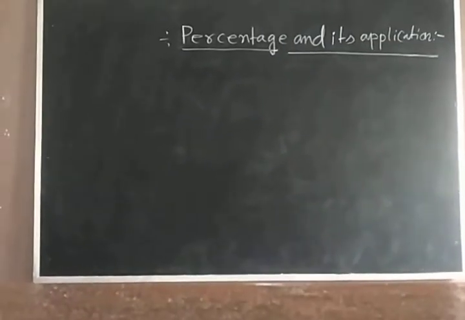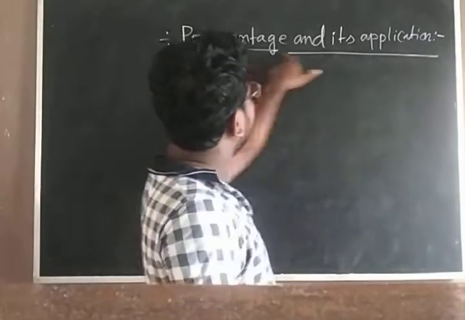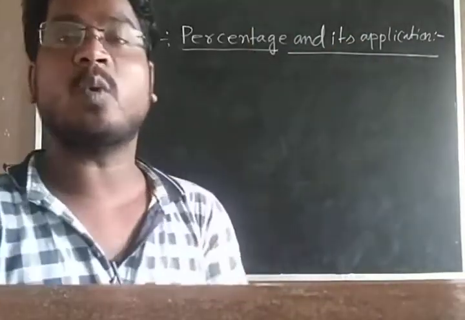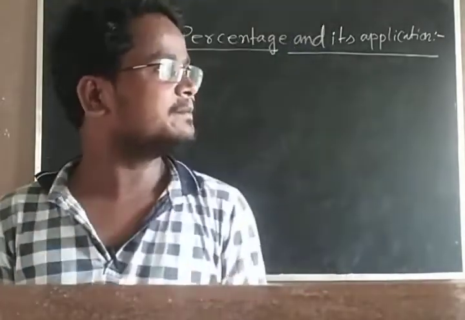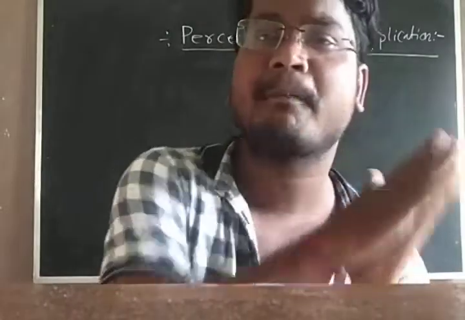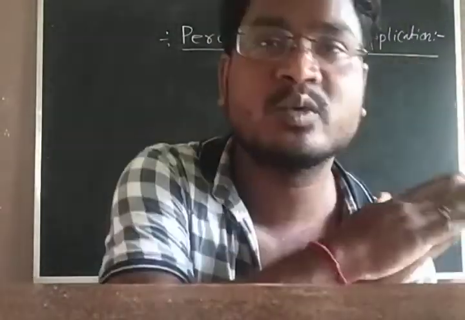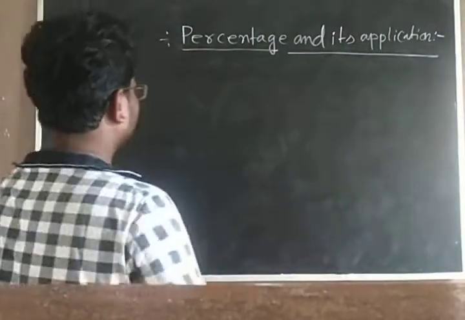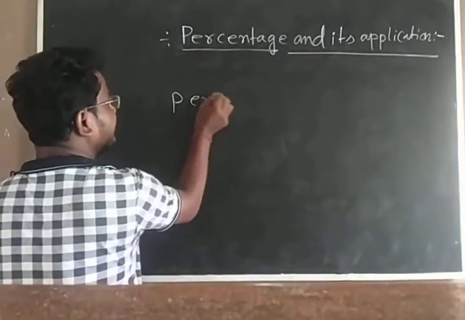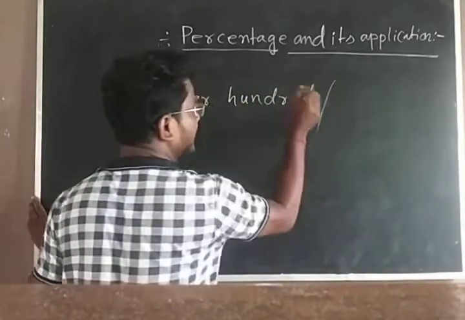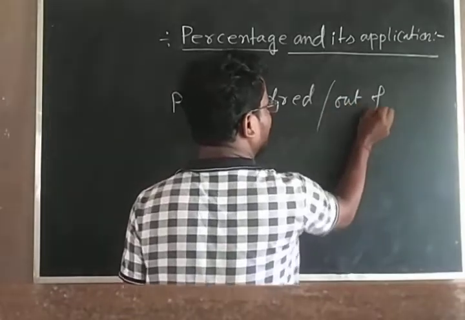The chapter name is Percentage and its application. At first you have to know what is percentage. Like previous year, again I have to tell you, percentage means percent. Per means out of, cent means 100. Or per 100. You can write it as out of 100.